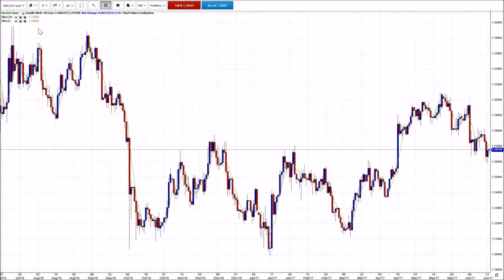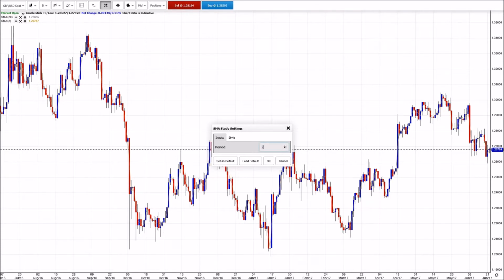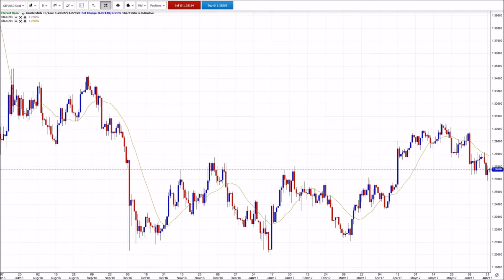I'd say 20-day is a popular one because, what is that? It's a 4-week moving average, isn't it? From a trading point of view, it's a 4-week moving average. In the stock market, 200-day and 50-day are popular moving averages, but that's how it works.